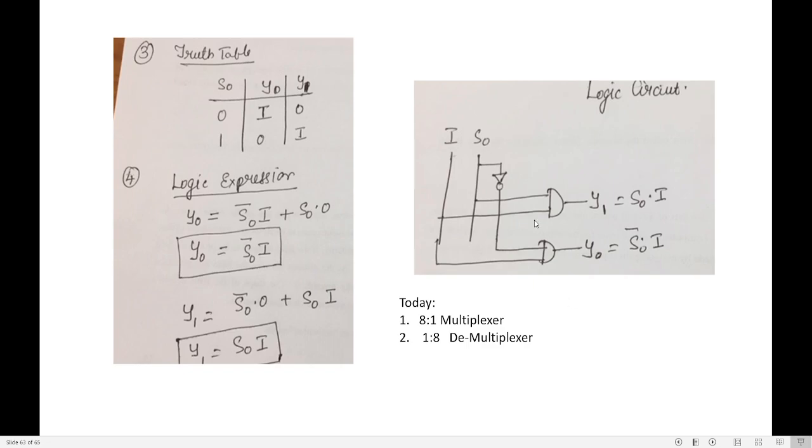Now we need to draw the logic circuit. S0 and I are the inputs. Y1 is S0 and I, so take S0, take I, apply an AND gate, and you get Y1, which is S0 I. Now Y0 is S0 bar I. So go to S0, put a NOT gate, the output of the NOT gate is S0 bar, and with I connected to an AND gate, I get my output Y0. This is how we design a 1 by 2 demultiplexer circuit.